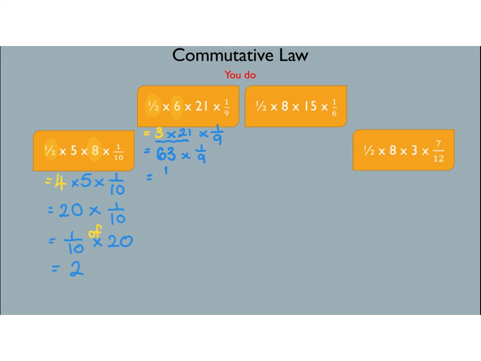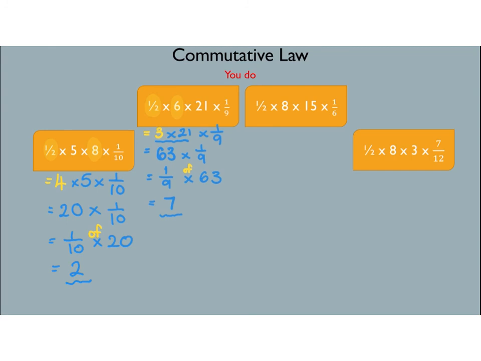Now some people aren't so good at doing the multiply that way around. They like to see it this way around. And then it starts to make a bit more sense, because multiply is the same as of. A 9th of 63. How many 9s are in 63? 7. Okay, so that's the first two.